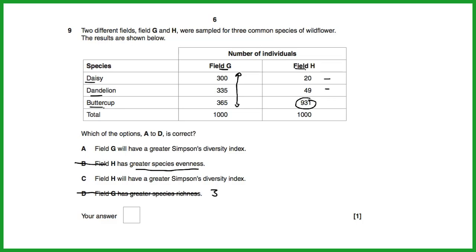So B is not true. Now field G will have a greater Simpson's diversity index, because they've got the same number of species in both, but there's greater species evenness in field G than there is in field H, so that there's a greater diversity in field G, so the answer here is A.